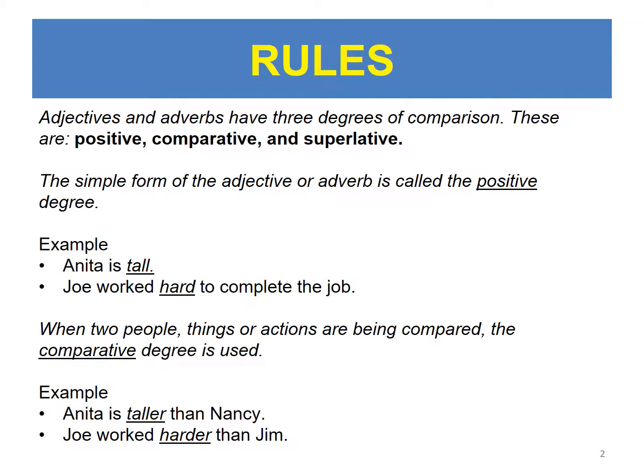When two people, things, or actions are being compared, the comparative degree is used. Example: Anita is taller than Nancy. Joe worked harder than Jim.